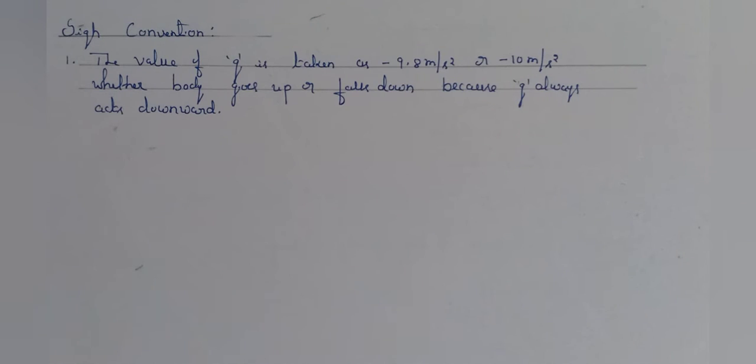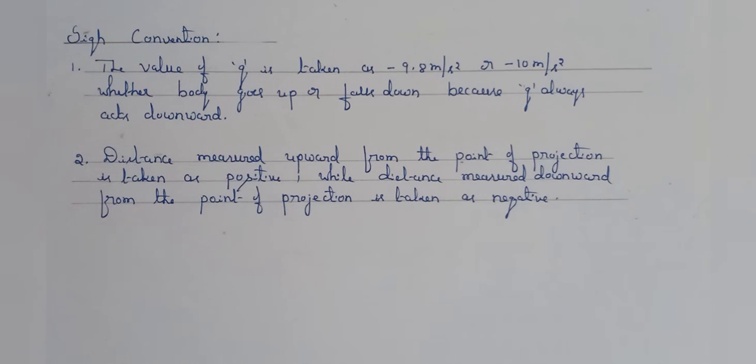Next, let us know about sign convention. The value of g is taken as minus 9.8 meter per second square or minus 10 meter per second square whether body goes up or falls down, because g always acts downward. Next, distance measured upward from the point of projection is taken as positive, while distance measured downward from the point of projection is taken as negative. And the next, the velocity measured away from the surface of the earth is taken as positive, while the velocity measured towards the surface of the earth is taken as negative.